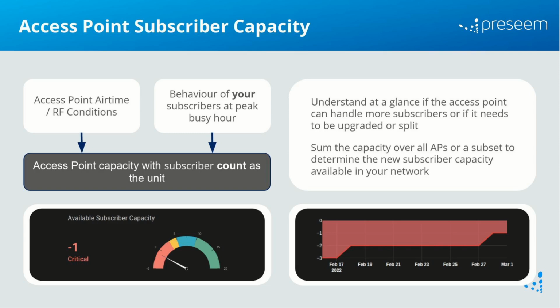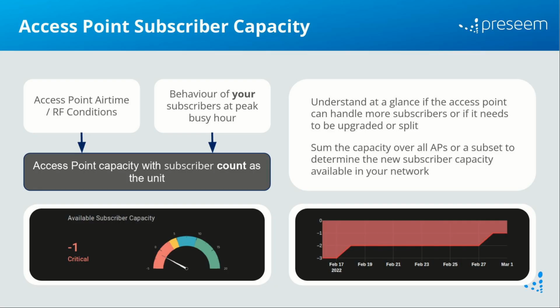And then lastly, for the access point, we have this concept of subscriber capacity. So we look at how much airtime is available, and we look at the behavior of the subscribers on your network at the peak hour. And then we can give you a metric very simply expressed in terms of subscribers of whether your access point can handle more subscribers, or in the case of this kind of dramatic example here, where you actually have more subscribers or more subscriber activity on that access point than we really recommend.